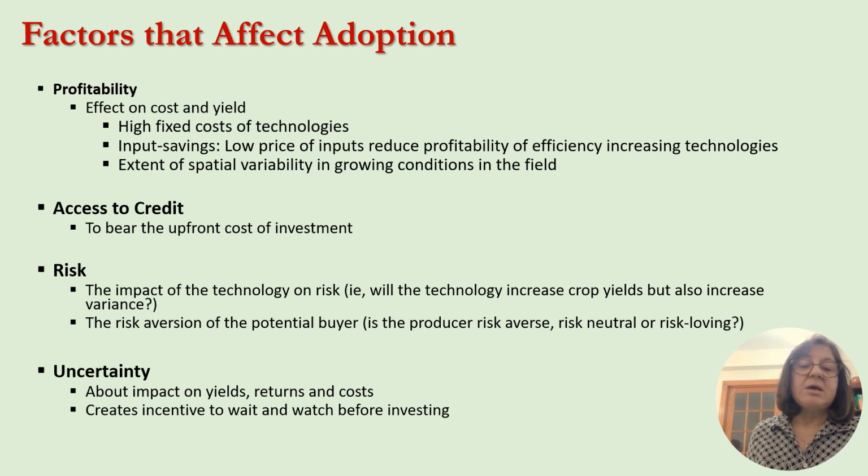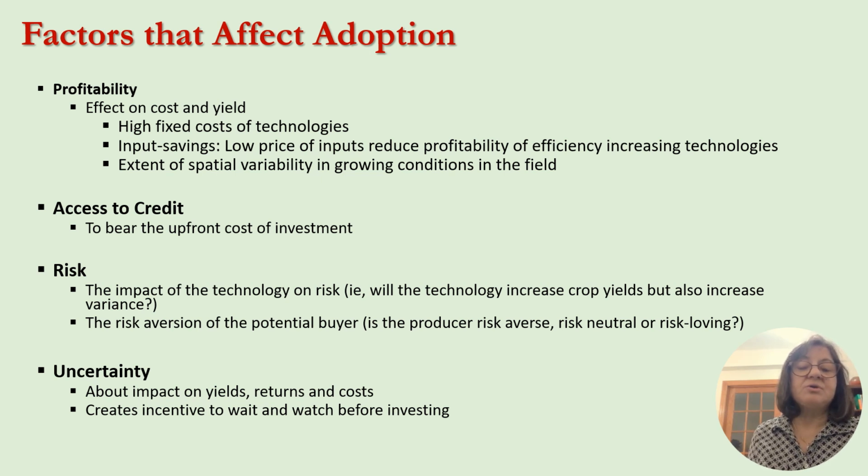So some farmers may find it profitable to adopt a technology because of the growing conditions on their field, while others may not. Access to credit is another determinant because it can affect the ability of farmers to bear the upfront costs of investment in the new capital-intensive technologies. Risk of new technologies and their potential to either enhance risk or mitigate risk can affect farmers differently depending upon the extent to which the farmer is risk averse.